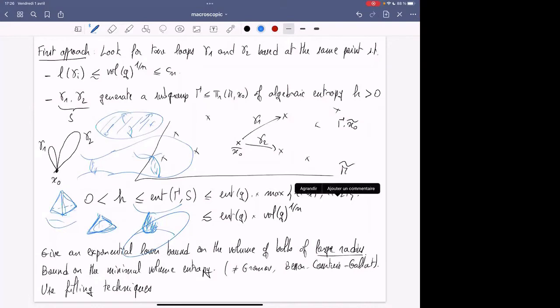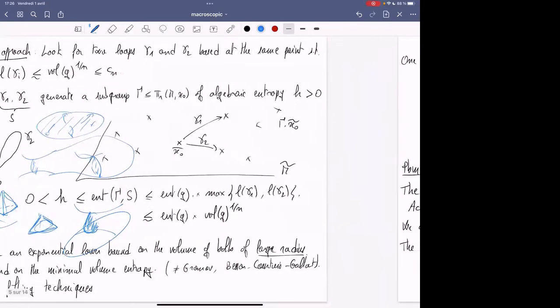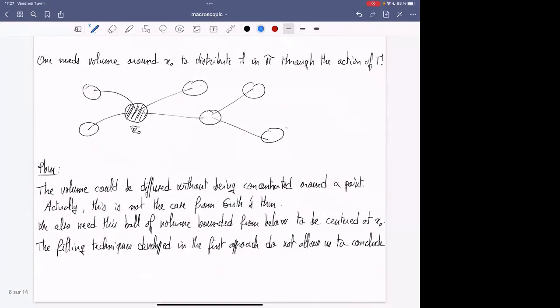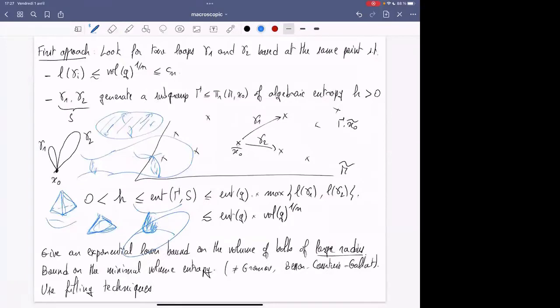All right. So, as I said, that works, but it only gives you something for balls of large radius, and certainly not for balls of uniform radius. But here's what we want to do. When you look at the orbit of this point, it doesn't carry any volume. Remember, we're interested in the volume of those balls. That's why here we don't get anything.